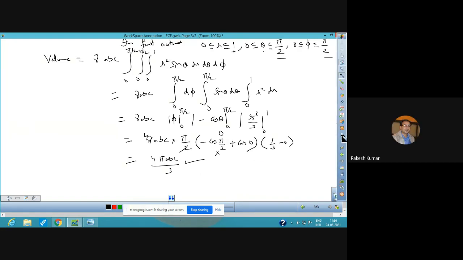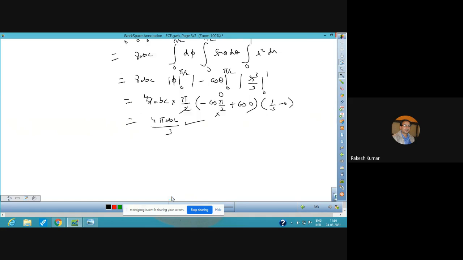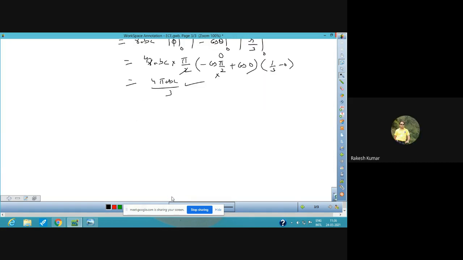Now this is the method for finding out the volume by triple integration, and you can also find out the volume in Cartesian form. We did this in polar, now we can do it in Cartesian also.